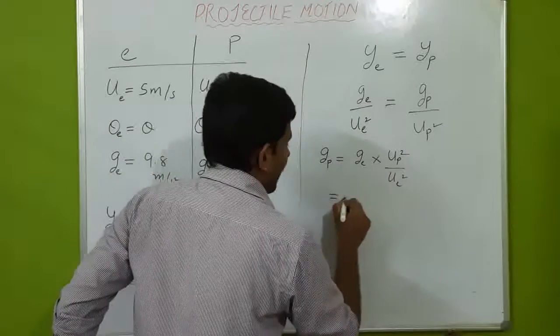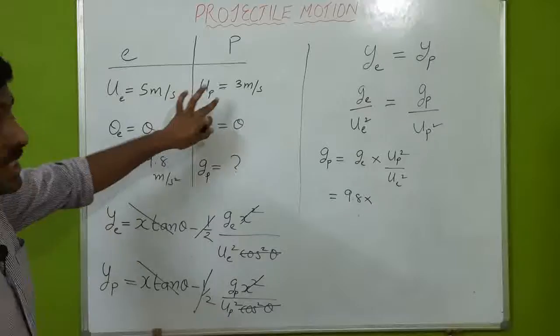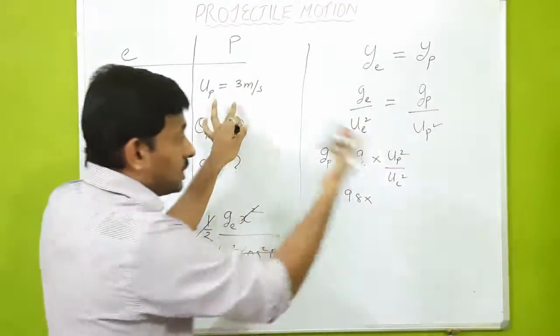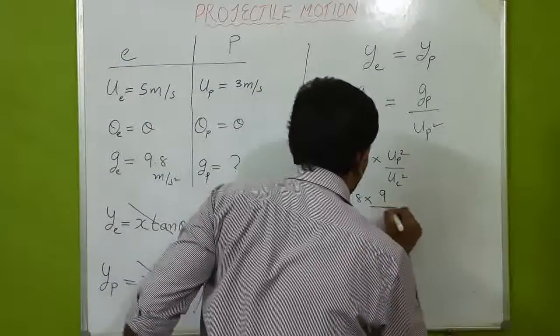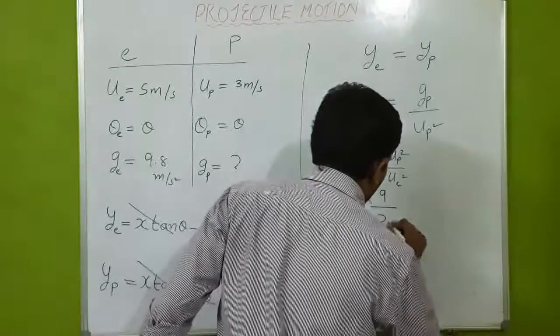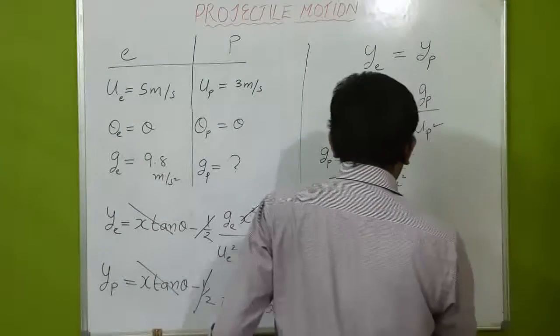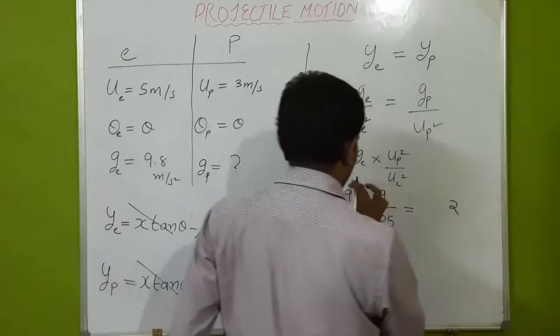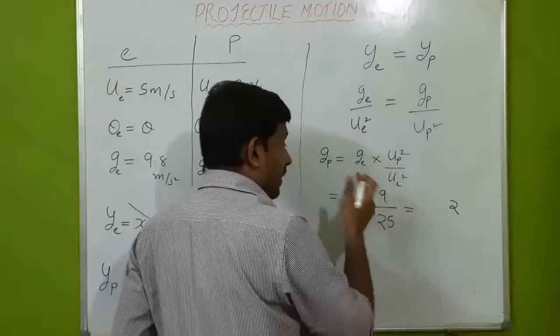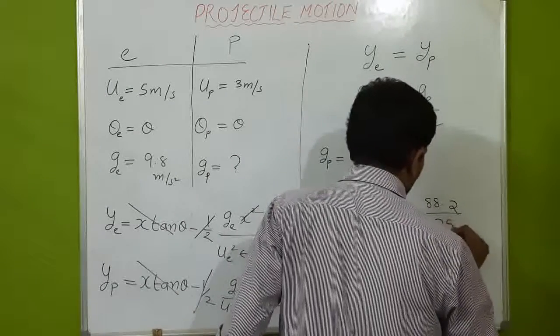So substituting the values, we have 9.8 into, what is up? Up is 3 meter per second. 3 square is 9, divided by ue, which is 5. 5 square is 25. And 9.8 into 9. So 9 into 8 is 72, remainder 7. 9 into 9 is 81 plus 7 is 88.2, divided by 25.